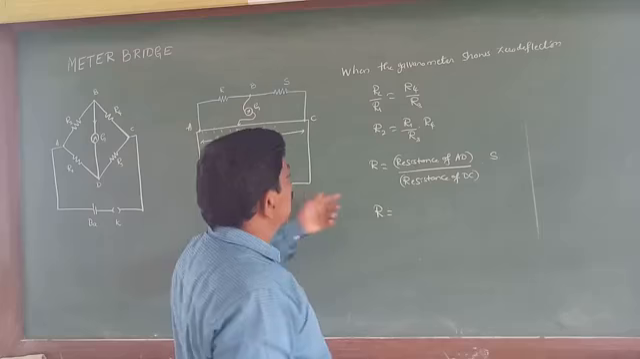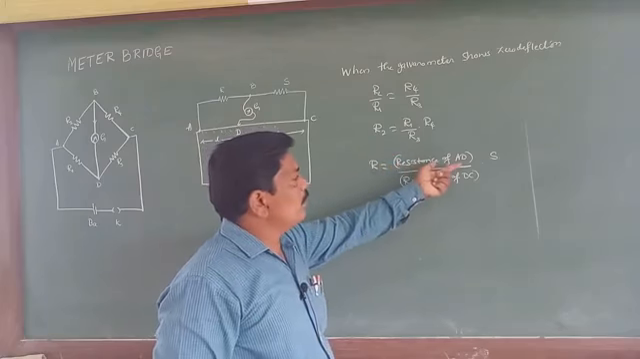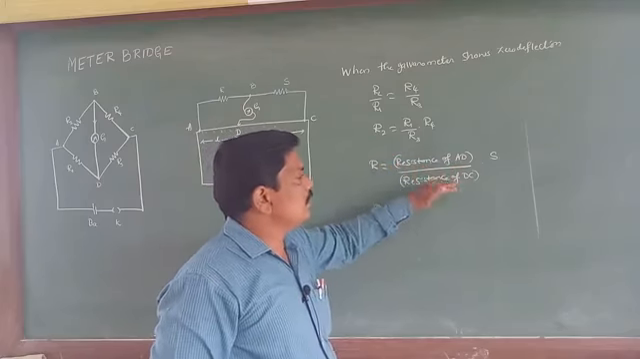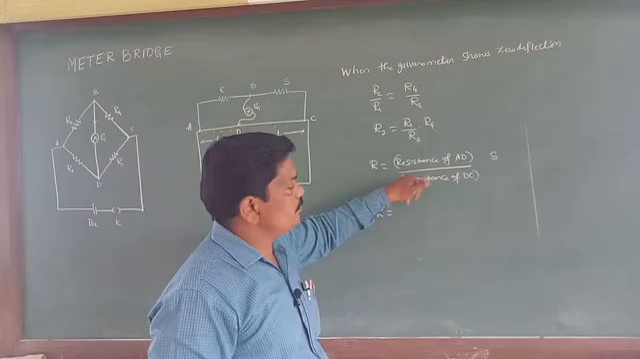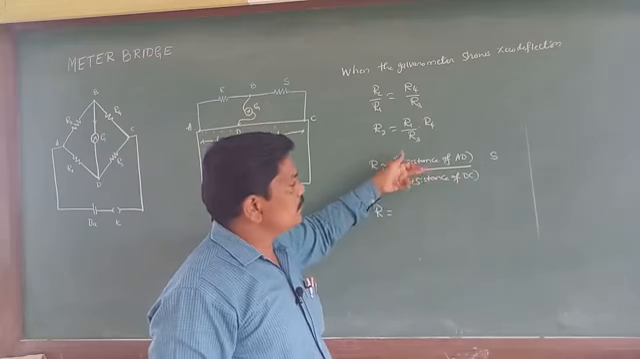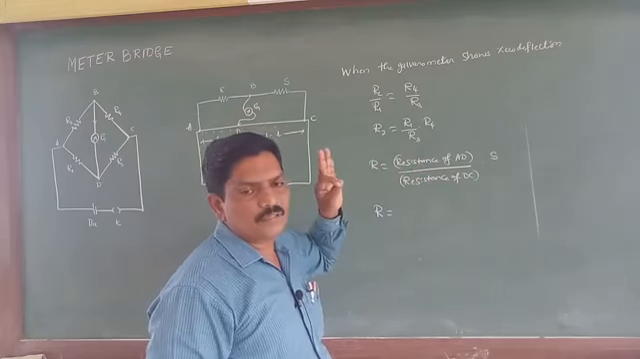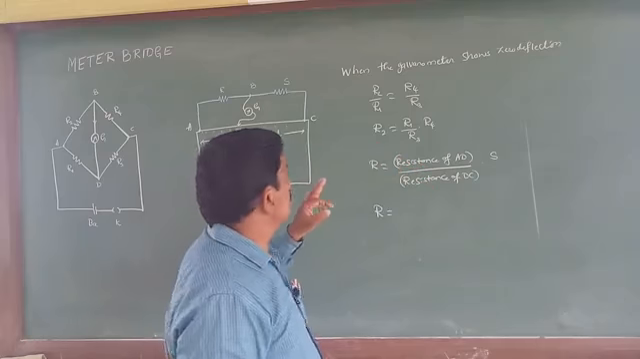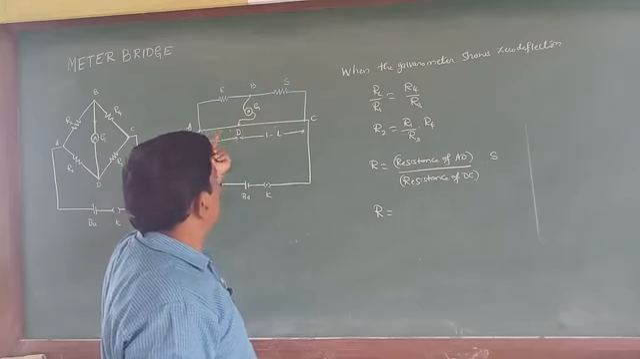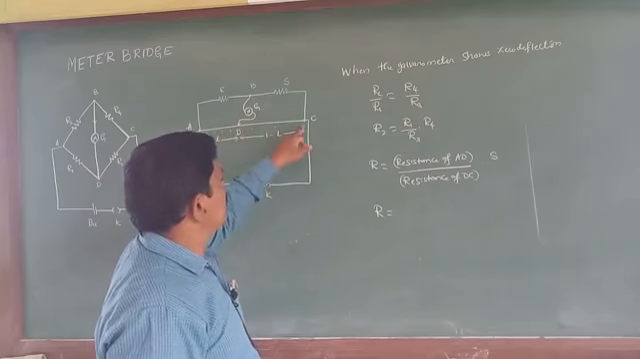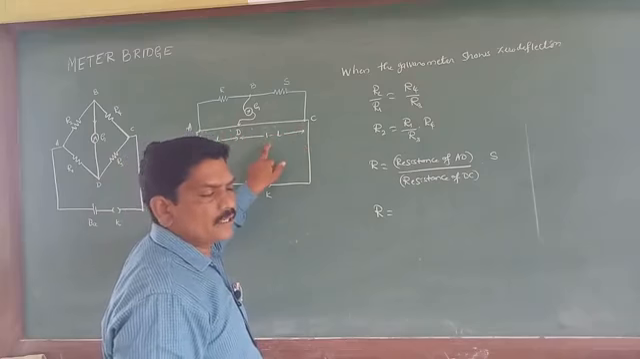Okay. See here, both wires, that is AD and CD, have the same material, which means the resistivity is also the same, and the same thickness means the cross-sectional area is also the same. The only difference is length. So the length of AD is L and the length of CD or DC is 1 minus L.